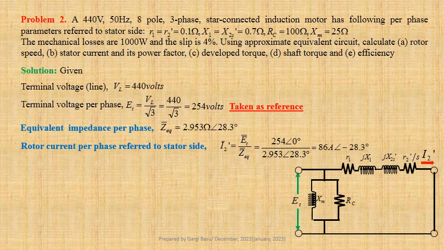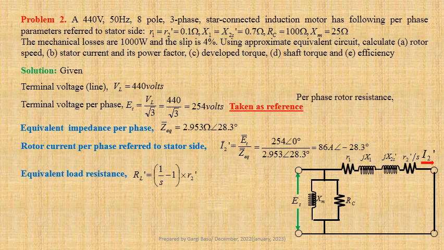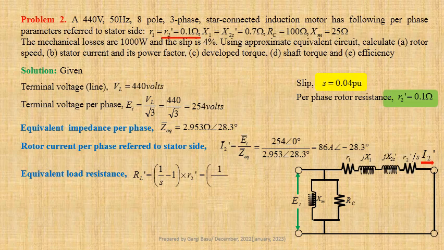Now we shall determine equivalent load resistance referred to stator side. RL dash equals (1 upon S minus 1) into R2 dash. Given per phase rotor resistance referred to the stator R2 dash equals 0.1 ohm and slip S equals 0.04 per unit. Therefore, RL dash equals (1 upon 0.04 minus 1) into 0.1, that is equal to 2.4 ohm.